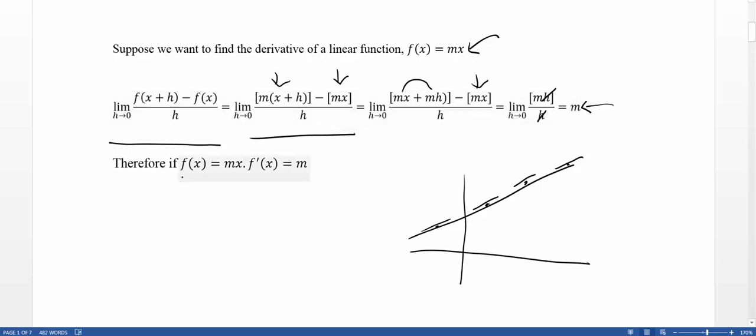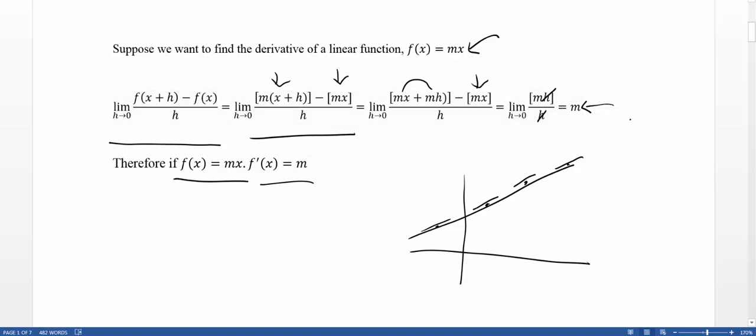So what that tells me is that if I have a function that's m times x, the derivative is just that m. And remember, m is just a constant. It's the number that represents the slope of the line. So now we have two new statements from our definition to add to the two that we'd previously looked at.